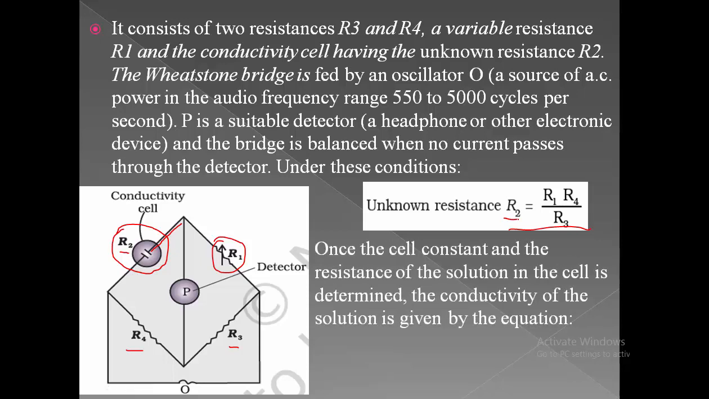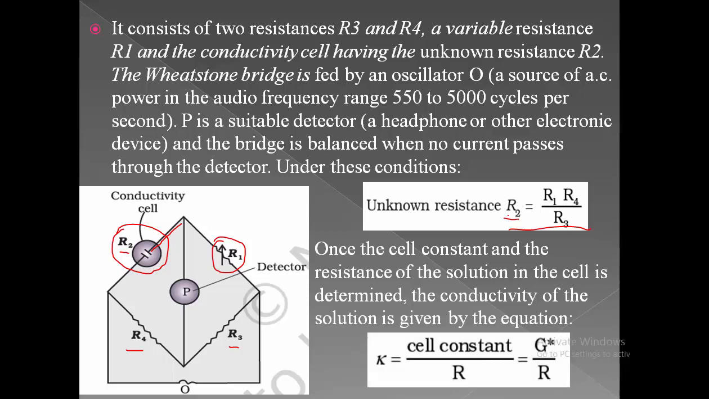Once the cell constant and the resistance of the solution in the cell are determined, the conductivity of the solution is given by the equation kappa is equal to cell constant divided by R. Once we get the resistance, we take the cell constant, that is G star, divided by R, that is resistance. Then we get kappa, that is the conductivity of the solution.